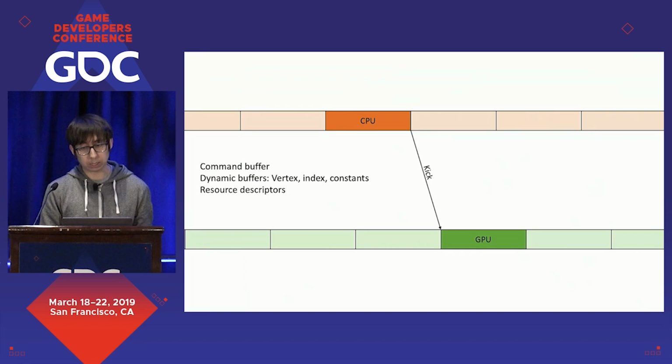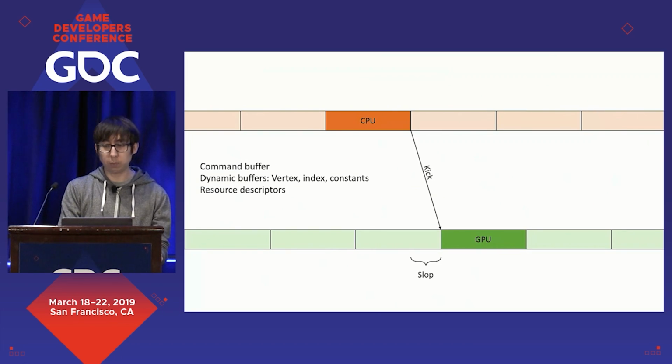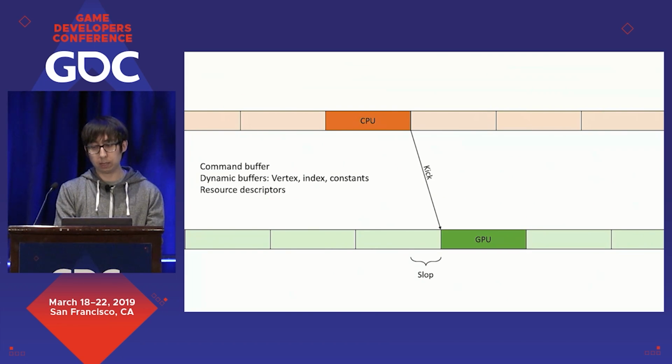And after the CPU has built up a command buffer, it tells the GPU to start working on it through a kick. The kick event is analogous to the frame buffer flip between the GPU and scanout. And just like with the GPU to scanout, slop can accumulate here between the CPU's kick and the GPU actually starting the frame.